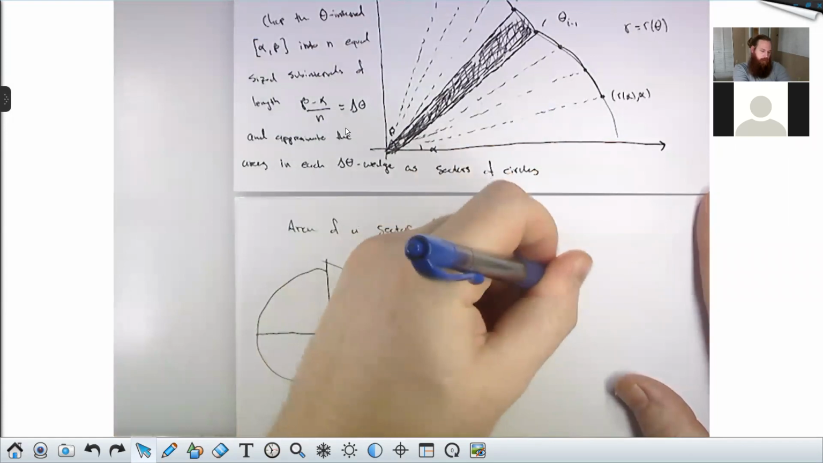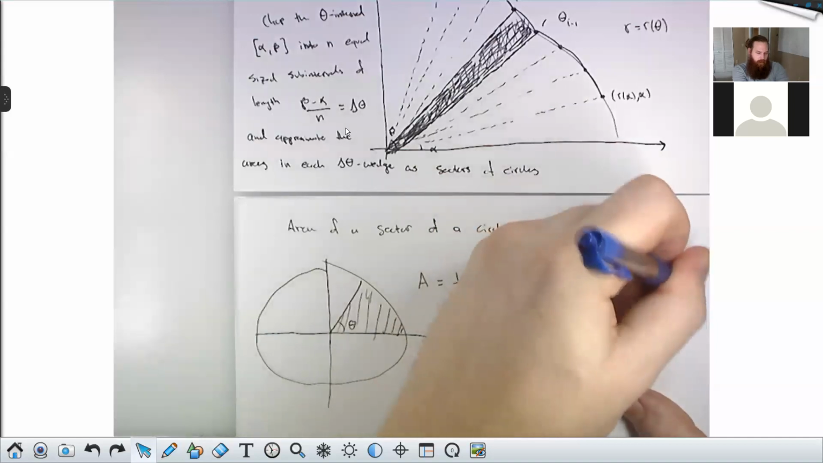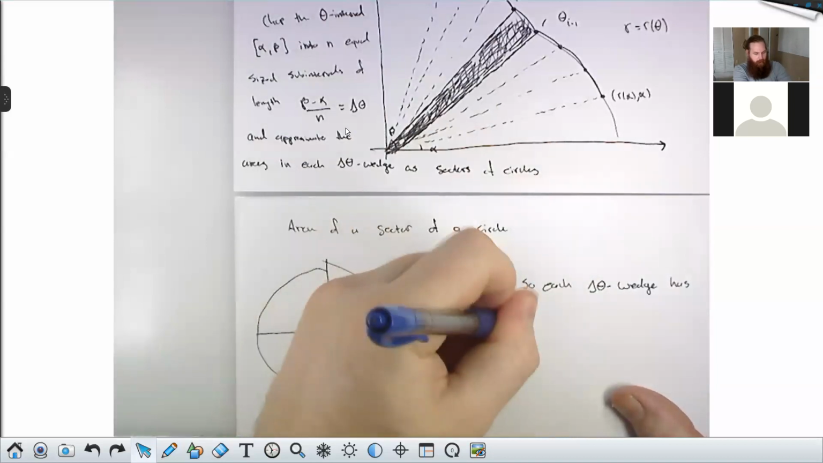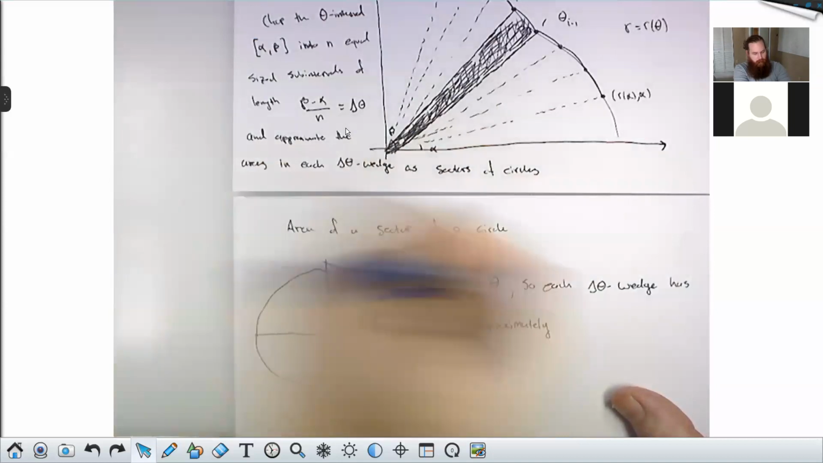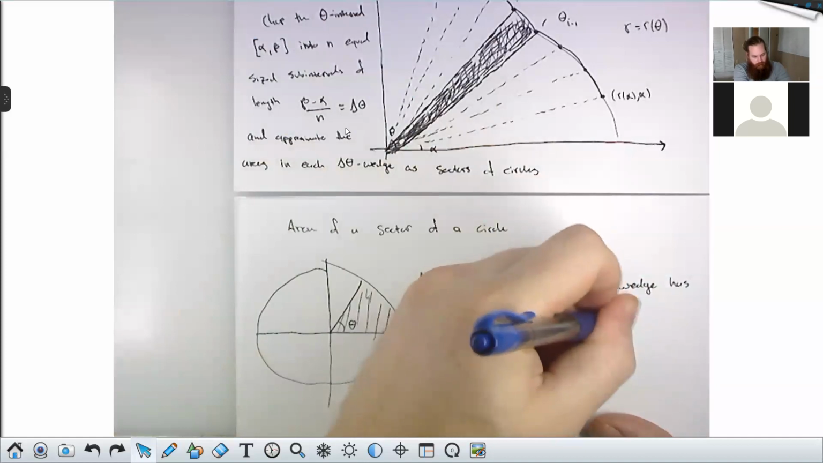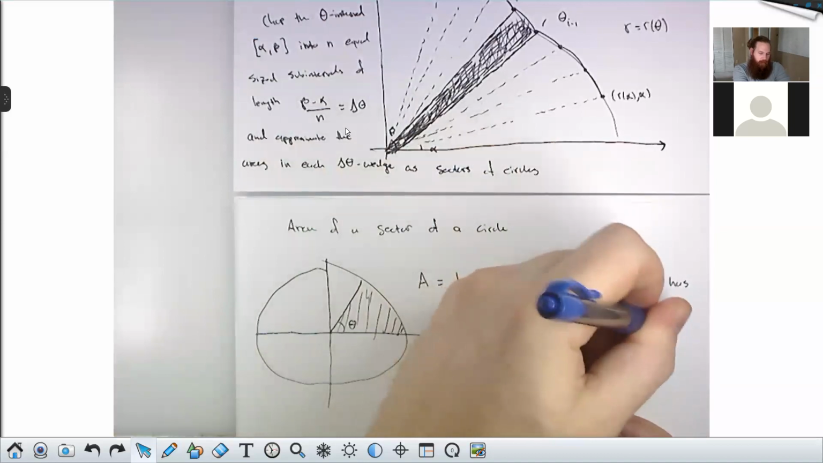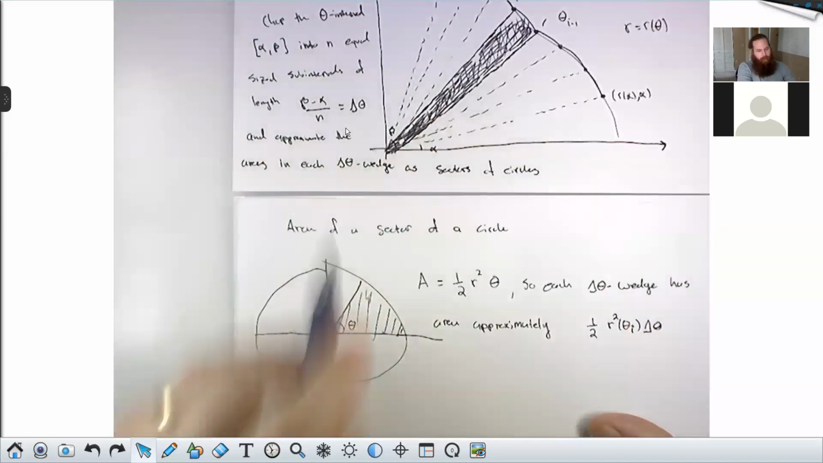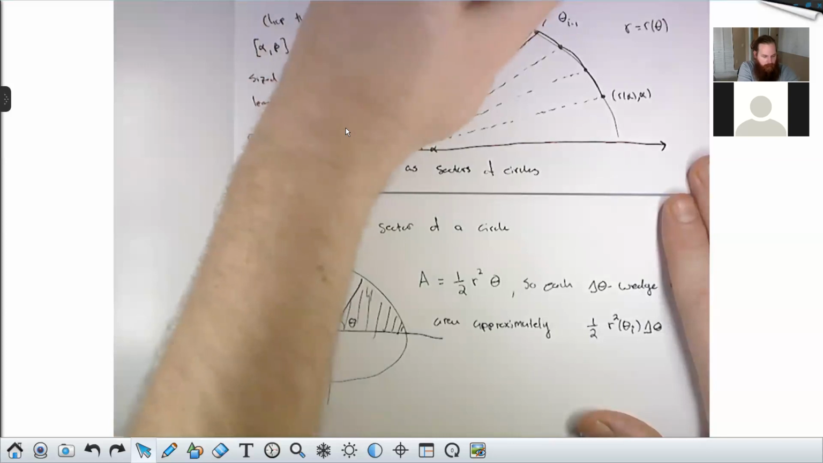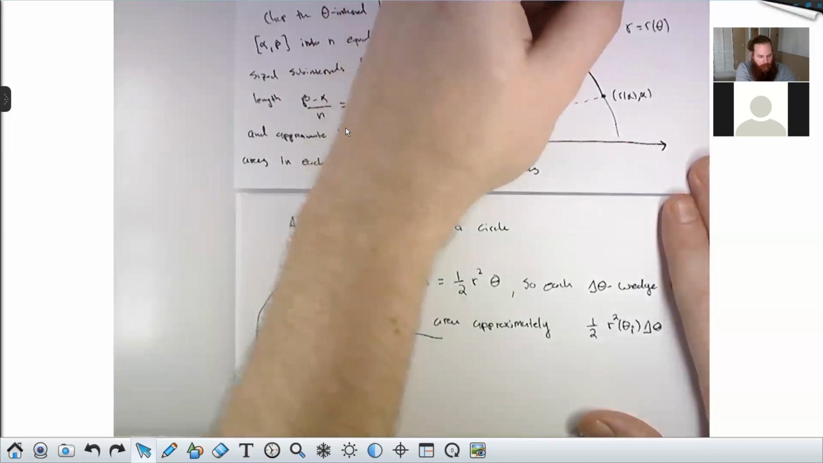So each delta theta wedge has area approximately equal to 1/2 r squared of that theta, I'll call it theta i, times delta theta. Right, so this guy is r of theta i, comma theta i. That's the polar coordinate there. This guy is r of theta i minus 1, comma theta i minus 1.